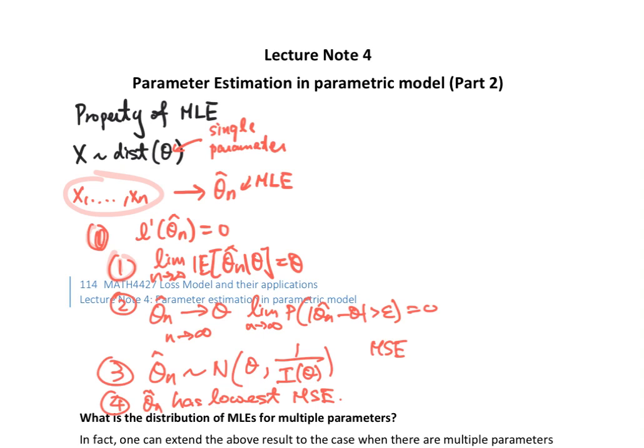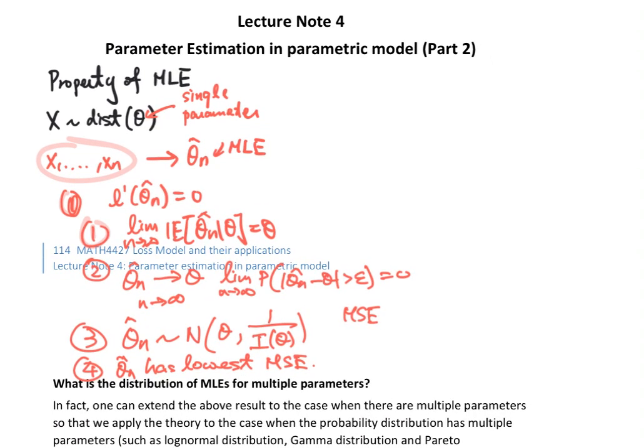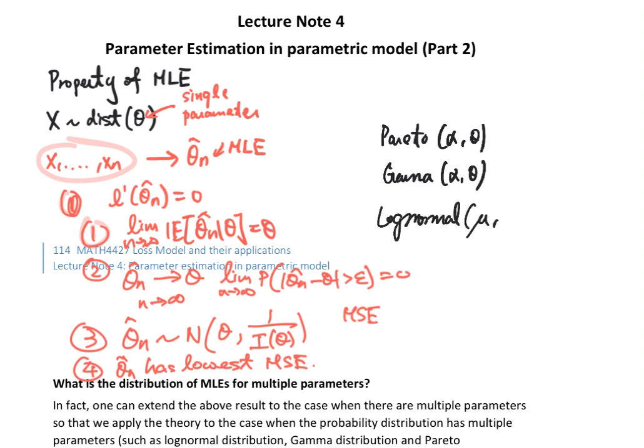This is something that we have discussed before. In this property, we assume that we only have one single parameter. But of course, in some cases, we may be working on a distribution with multiple parameters. For example, it could be the Pareto distribution, which has 2 parameters, or maybe the gamma distribution, which also has 2 parameters, or maybe the normal, which has 2 parameters, mu and sigma.